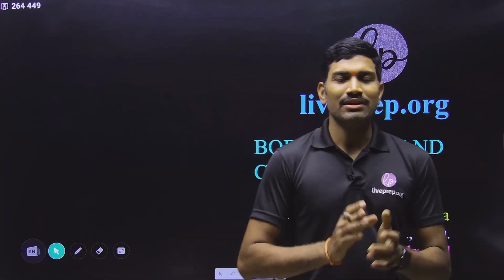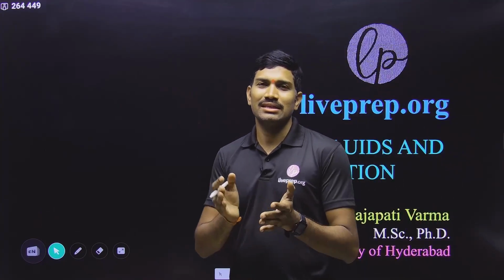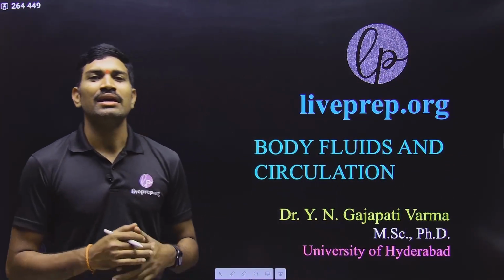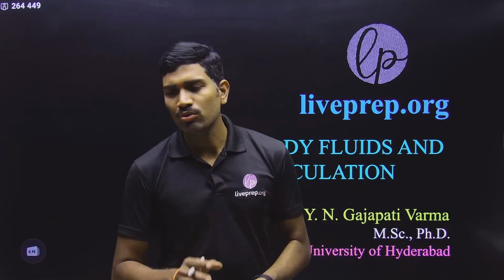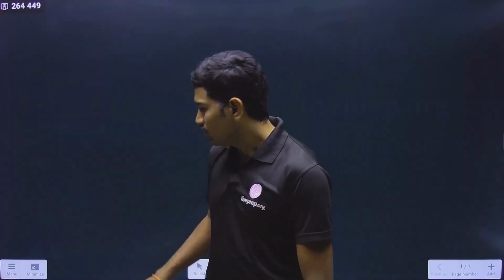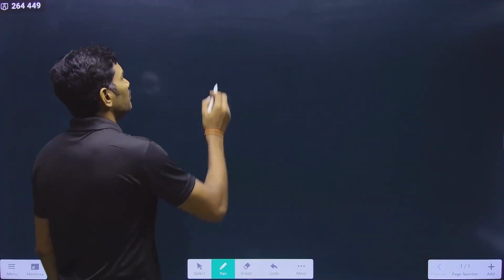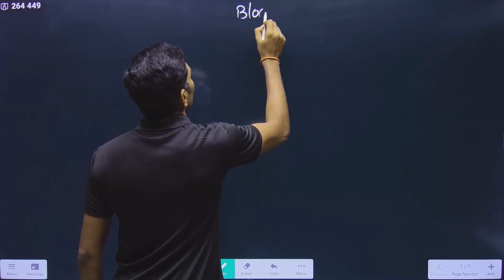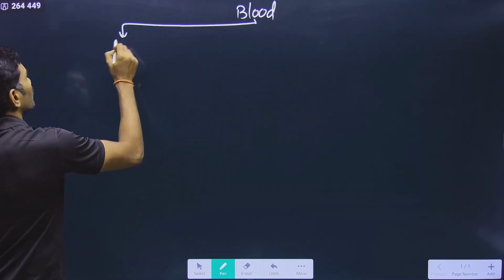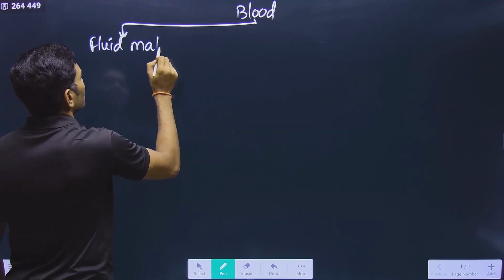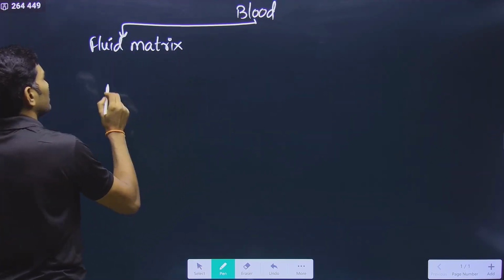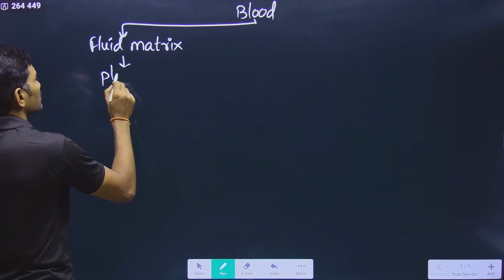In the previous lecture, we studied the basic introduction regarding body fluids and circulation, and then we started with blood. In the blood we studied two components, and one is the fluid matrix. The matrix is fluid in nature, so it is called fluid matrix. It is called plasma.